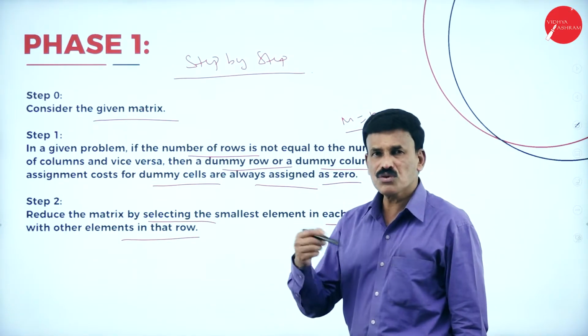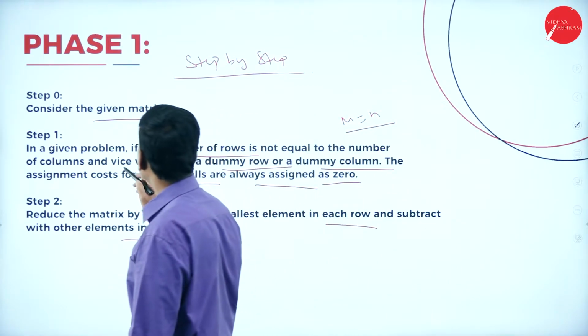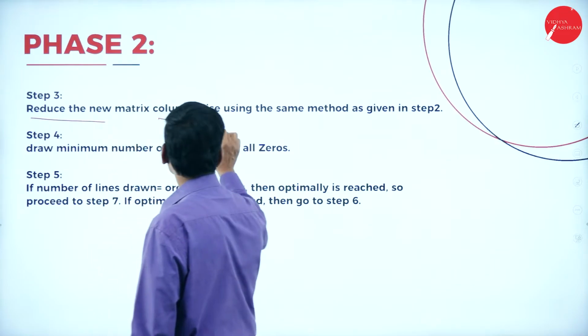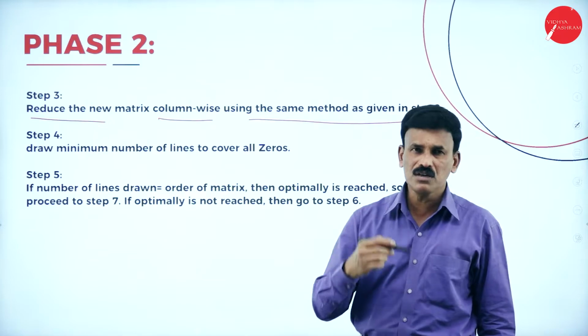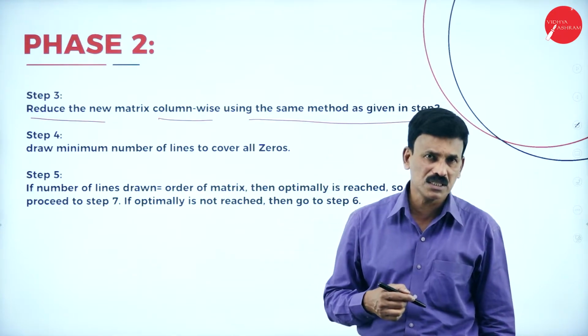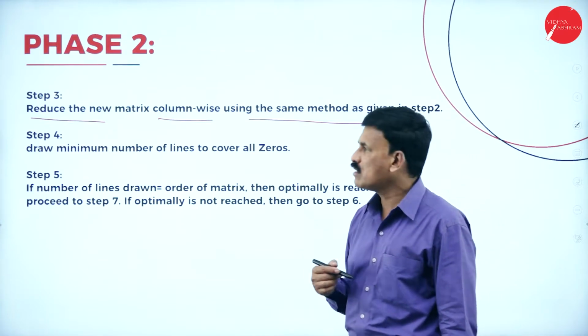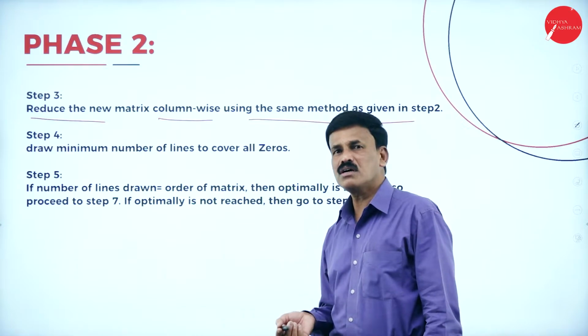After row reduction, go to the next step, called column reduction. In column reduction, reduce the new matrix column-wise using the same method: select the least value in that particular column and subtract it from each and every element. That is called a column reduction. So first do the row reduction, then go for the column reduction.